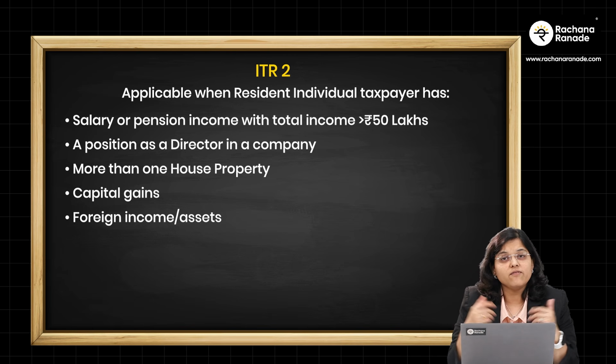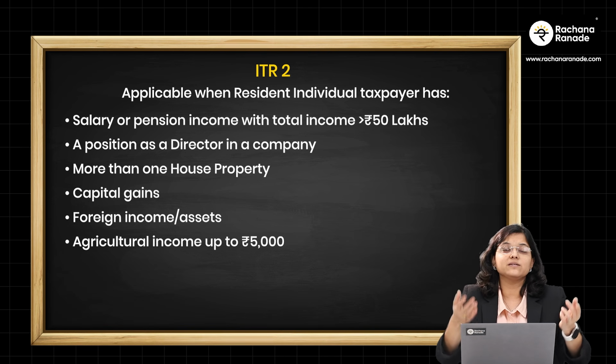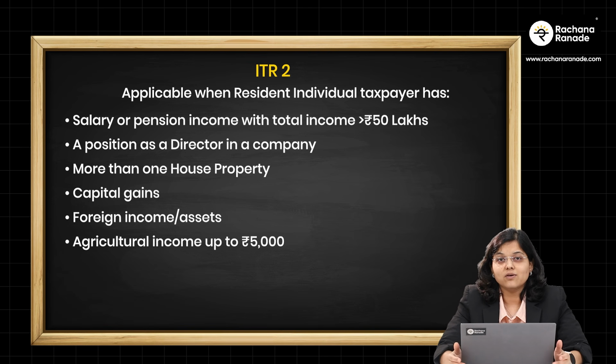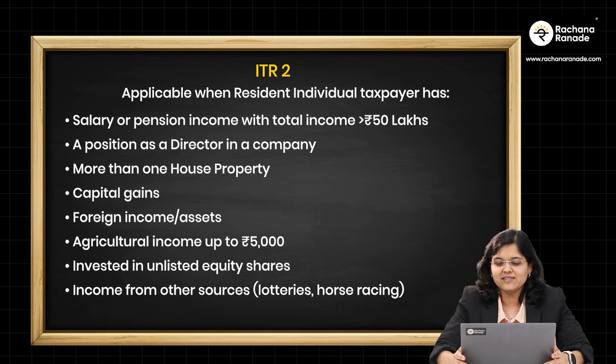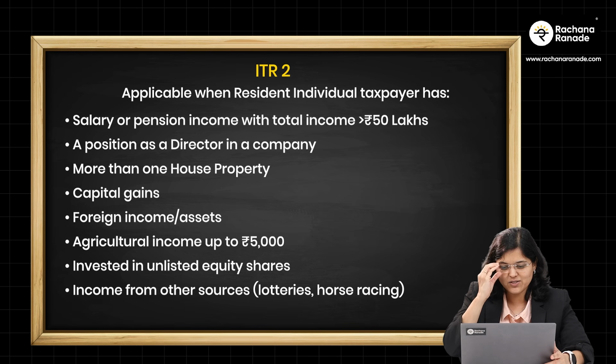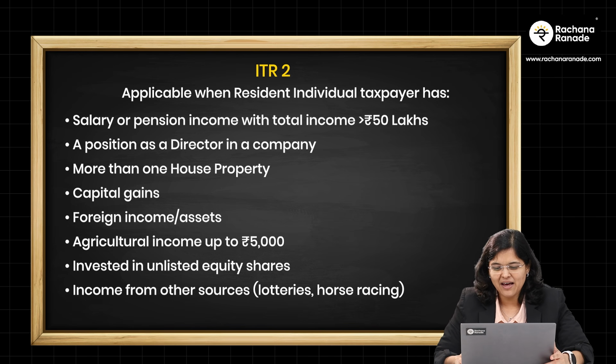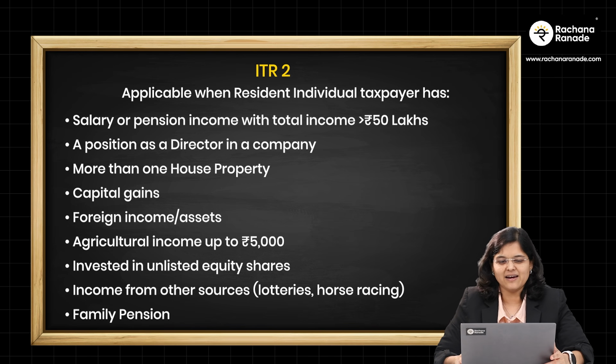Assume you have agriculture income up to 5,000 rupees, again, you'll have to file ITR 2. For those who have invested in unlisted shares, you will have to file ITR 2. Income from other sources, lotteries, horse racing, if you have such income, then again ITR 2. And if you are having family pension, again ITR 2.